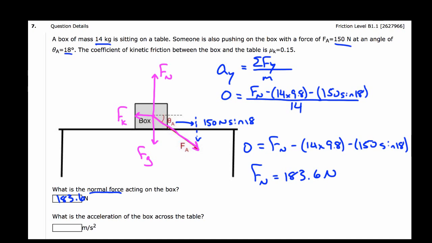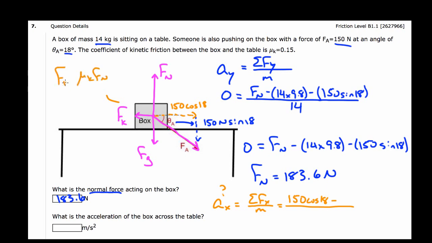It's going to accelerate horizontally. So we have to do Newton's second law in the horizontal direction. A in the x direction will be the net force in the horizontal direction divided by the mass. The net force, all right, what forces do we have horizontally? We have this horizontal piece of this Fa, and Fa is 150, so that piece is going to be 150 cosine of theta, because this piece is adjacent to that theta, so 150 cosine of 18. And then minus Fk. How do we figure out what this Fk is? We've got the formula. We know it's mu k Fn.